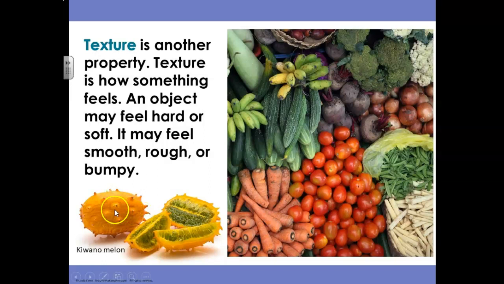All right, guys, look at this melon. How do you think this melon feels on the outside? Bumpy, that's right. What about the tomatoes? They're smooth. What about the cucumbers, the carrots? They would be rough feeling, that's right, or bumpy. Even so, all of these different foods would have a different texture or feel to them. Texture is their property. That's something you can observe. You can feel it with your sense of touch.